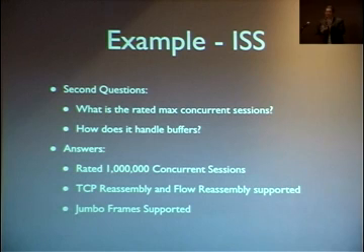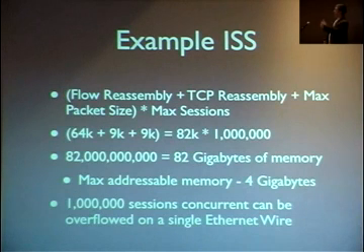And they talk about max connections and how it handles buffers. It's like awesome. They do this. We're rated 1,000 concurrent or 1 million concurrent connections. We do TCP reassembly and flow, and we got jumbo frames and jumbo this. And so I decided to do the math, right? So I showed you the math, 9K, 64K, all right? And I even gave them away with TCP reassembly.